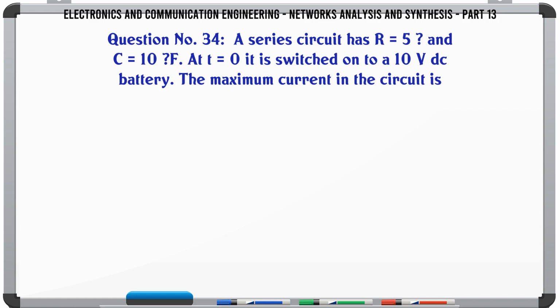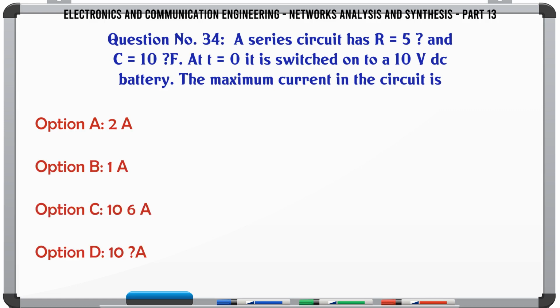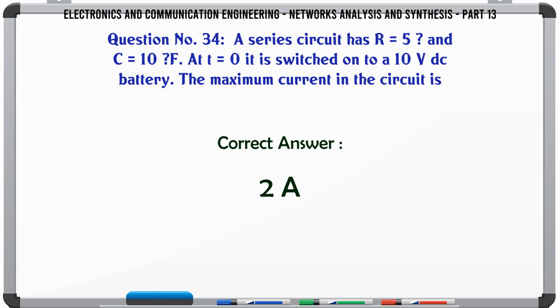A series circuit has R = 5 and C = 10 microfarad. At t = 0 it is switched on to a 10V DC battery. The maximum current in the circuit is A. 2A, B. 1A, C. 10^-6 A, D. 10A. The correct answer is 2A.